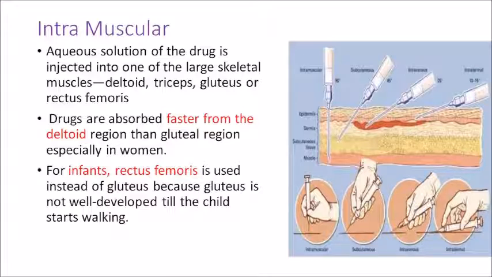For infants, rectus femoris muscle or the thigh muscle is used instead of the gluteus, because gluteus is not well developed in a child until the child starts walking. Clear with that? And one more thing to note from the figure is intramuscular injections are given at 90 degrees. It is injected perpendicularly so that it reaches the deepest muscle.